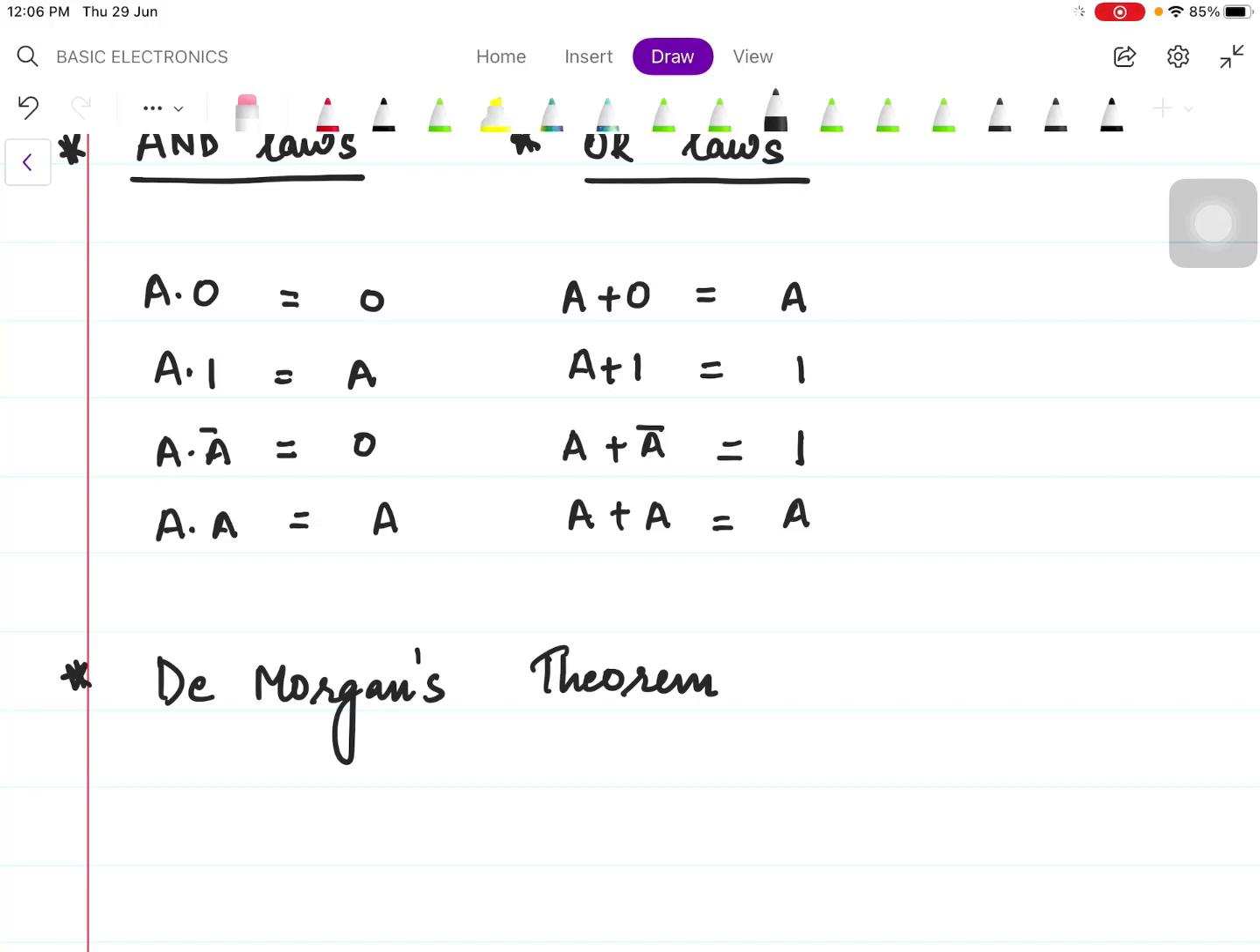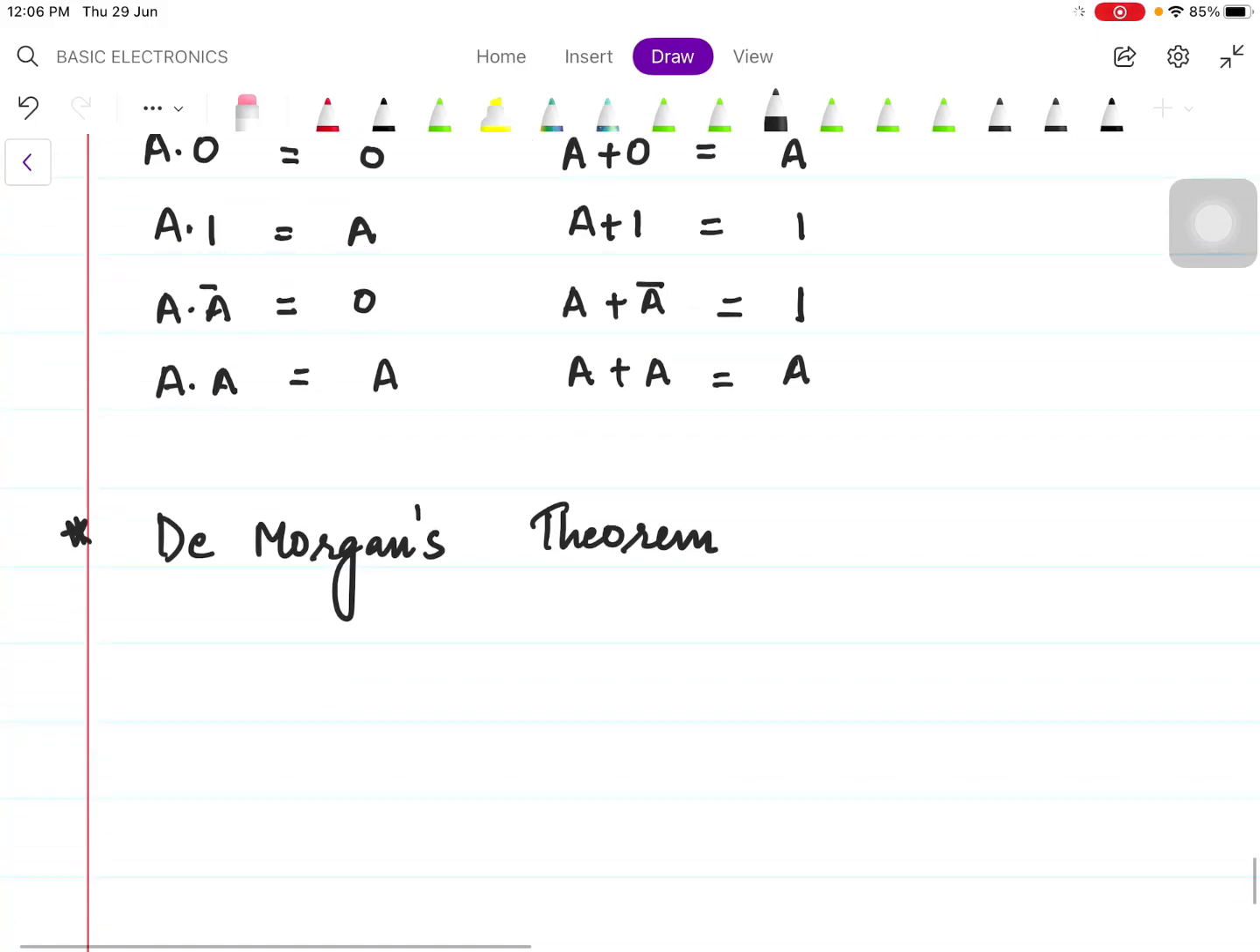De Morgan's theorem states that if you encounter any expression where you get an addition of some variables with a complete complement over them, then you can separate the variables with individual complements, but the sign between them will get reversed. Reversed means if in the original expression it was plus, then it will become dot.